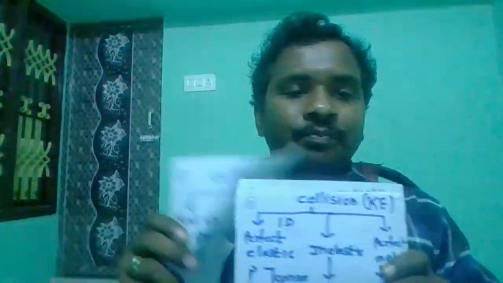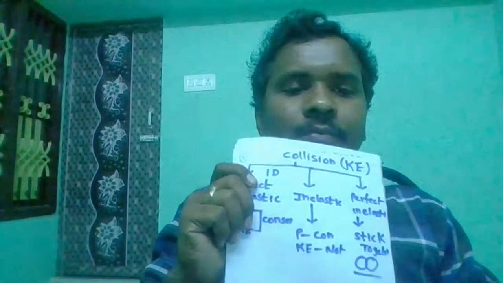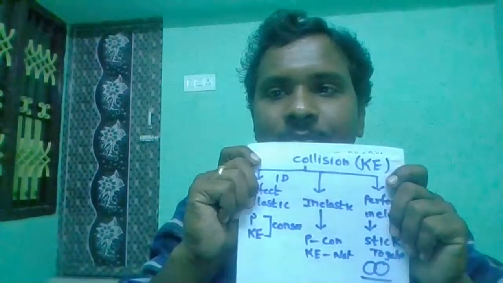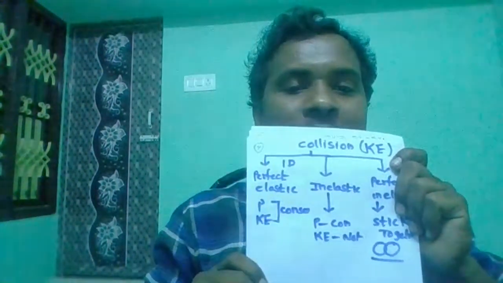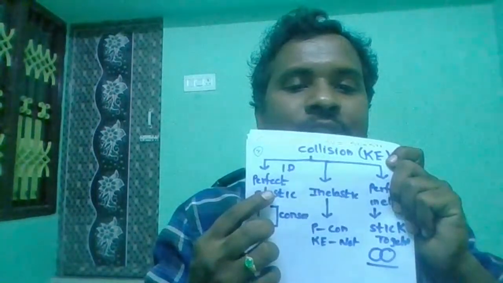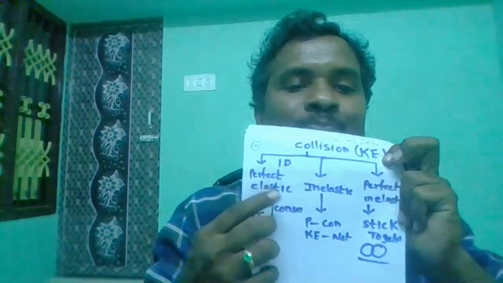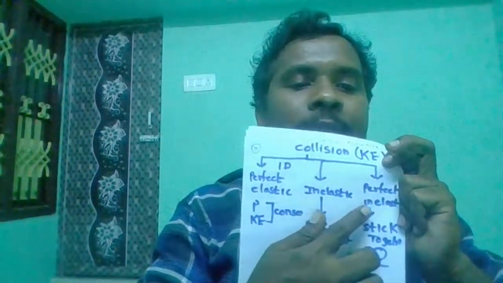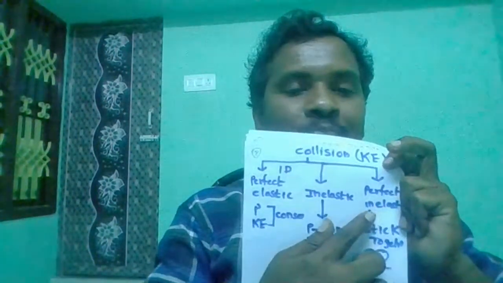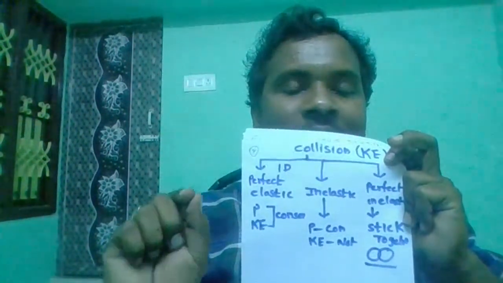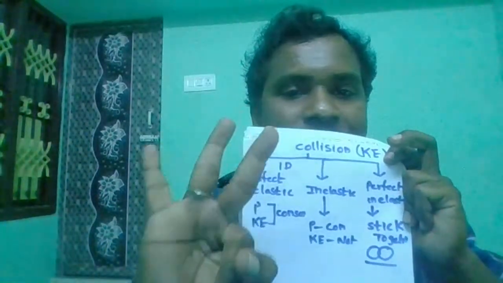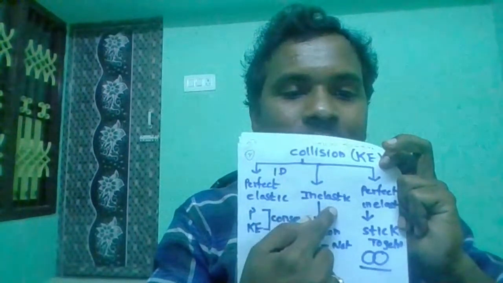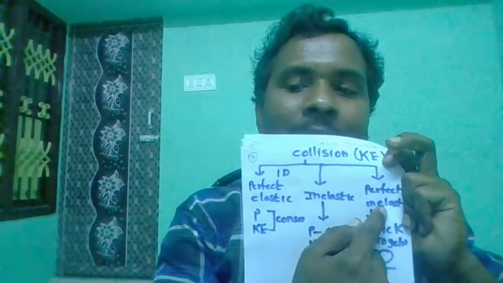So the next one is collision based on the kinetic energy and linear momentum. We can classify it into three types. The first one is perfectly elastic collision, the second one is inelastic collision, and the third one is perfectly inelastic collision.